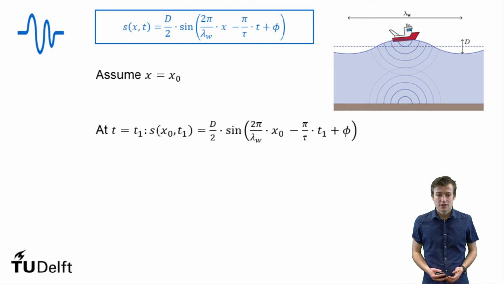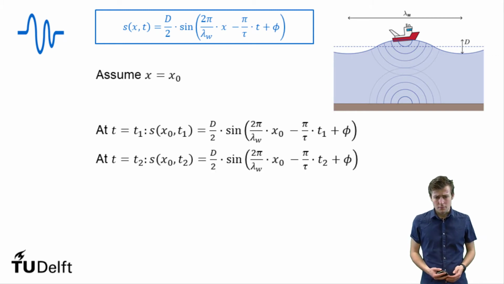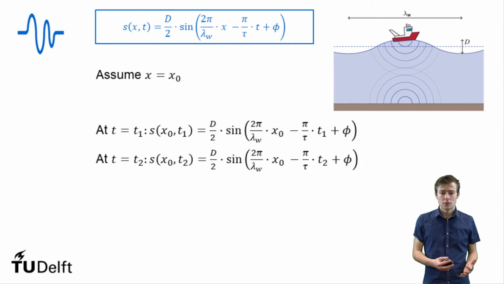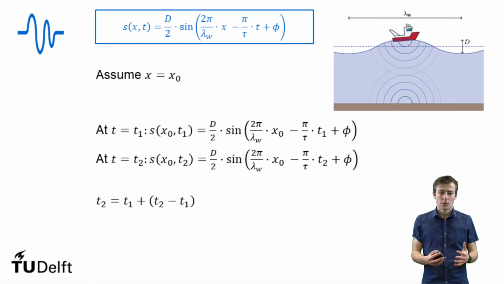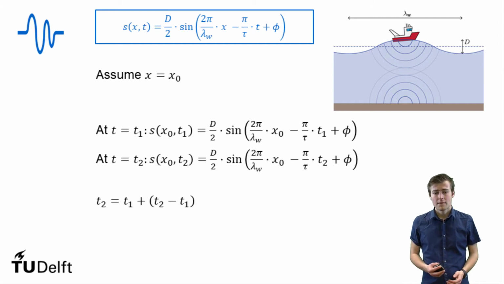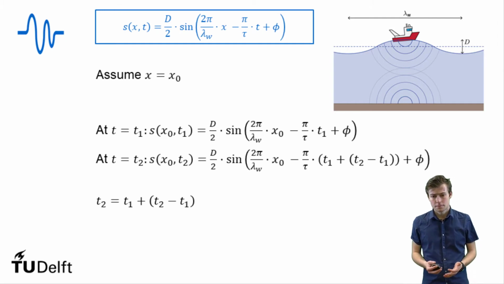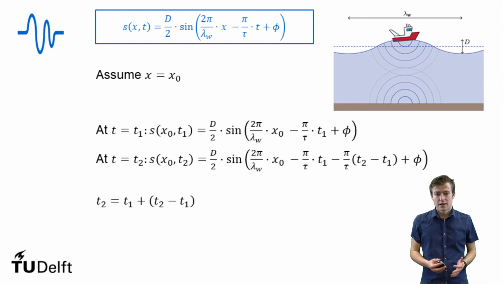And we can do the same for t equals t2. We obtain a similar equation, but now with t2 instead of t1. And we can write t2 as something else: it's t1 plus the difference of t2 and t1. This may seem odd, but it will become clear why I do this. If we now fill in this expression for t2, we can work out the brackets and see that both expressions are very similar. The only difference is the time difference component, and this causes the phase shift. This means that our absolute phase shift is pi over tau times t2 minus t1.